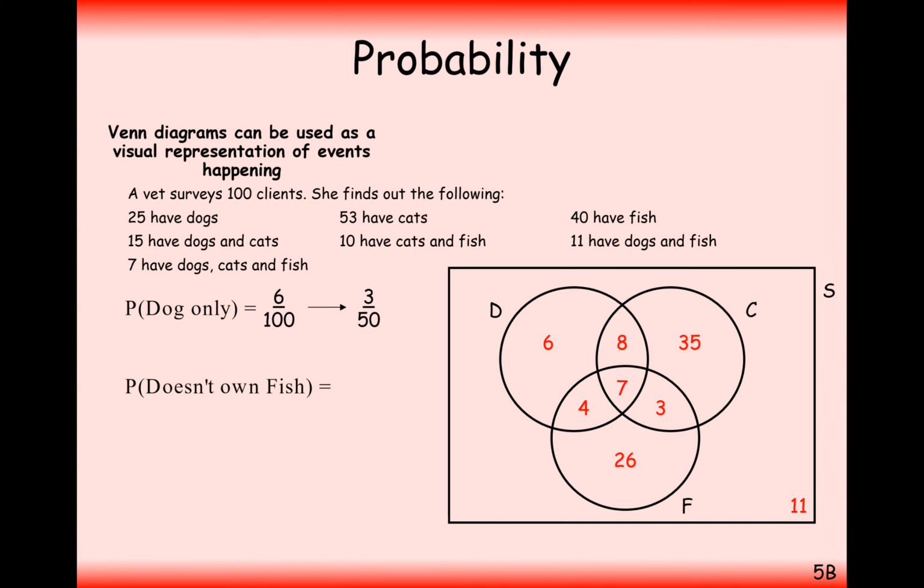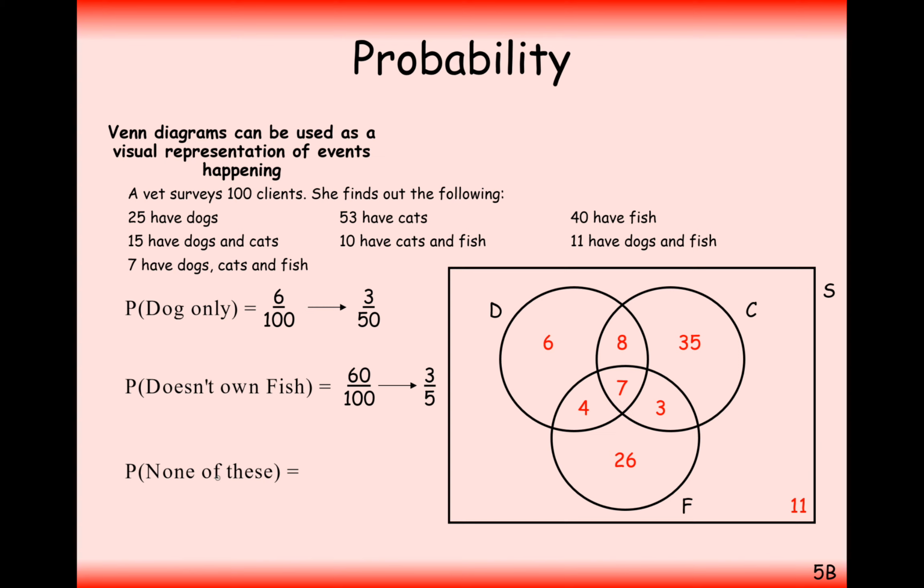Find the probability of people who don't own a fish. Effectively what we want to do is just count up the number of people who don't belong in this fish Venn diagram circle here. So it's 6 add 8 add 35 add 11, and we get 60 out of 100. So that's 3 out of 5. You could have effectively done 1 minus 40 out of 100 here, and you get the same answer.